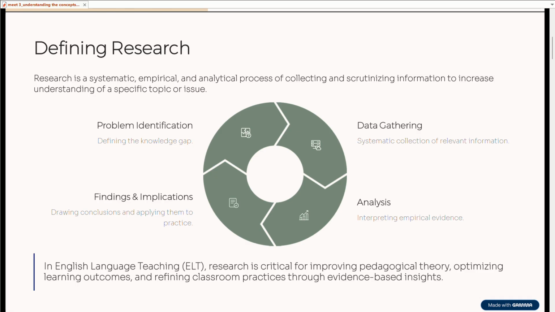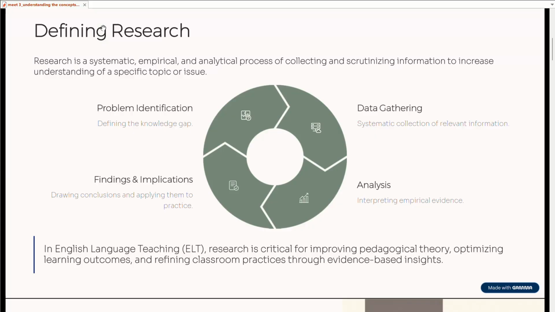The first is problem identification by defining the knowledge gap, and then data gathering by doing systematic collection of relevant information. Then we do the specific analysis of the data gathered by interpreting empirical evidence, and lastly we sort out the findings, drawing conclusions and applying them to practice or recording them as implications. In English language teaching, or ELT, research is critical for improving pedagogical theory, optimizing learning outcomes, and refining classroom practices through evidence-based insights. That is the quick review of research.